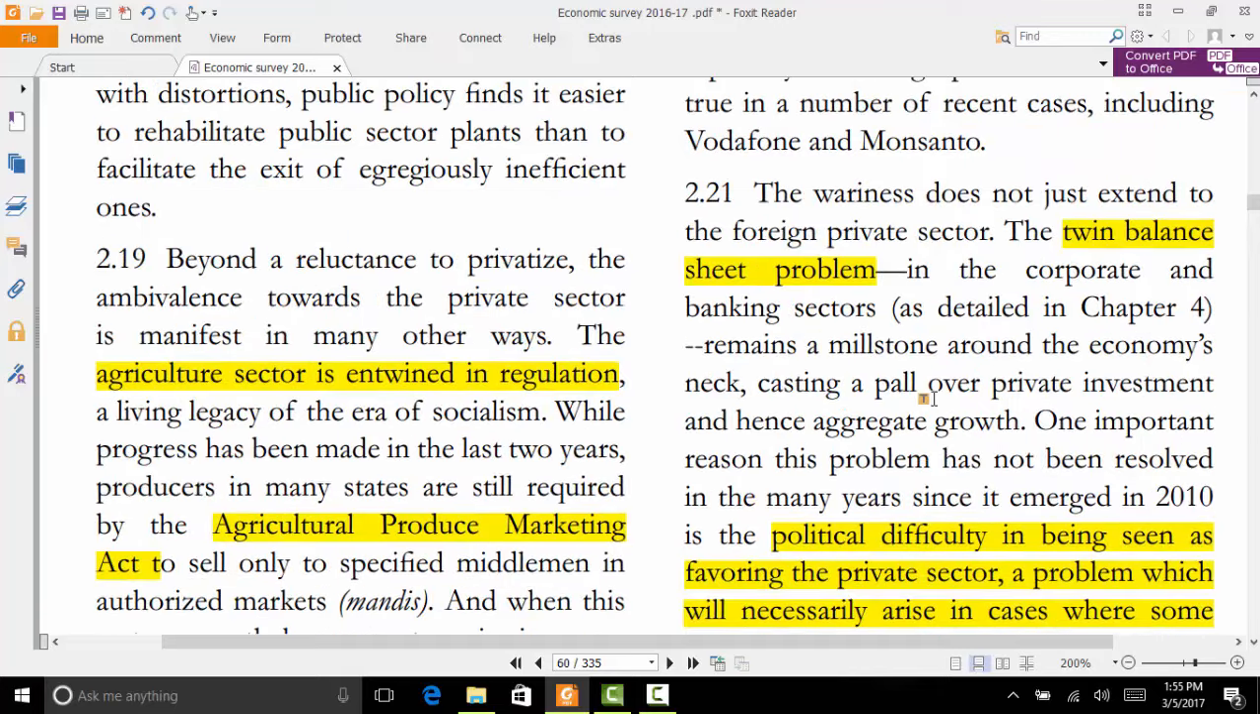Come to the next paragraph, 2.21. It discusses the twin balance sheet problem. What do you understand by this twin balance sheet problem? Somebody describe quickly. Yes, Priyadarshini, tell us. Twin balance sheet. We have discussed this earlier some time ago as well. Twin balance sheet, yes.